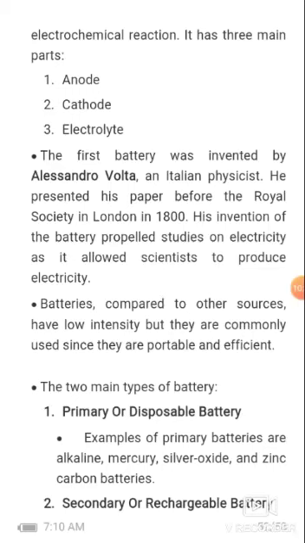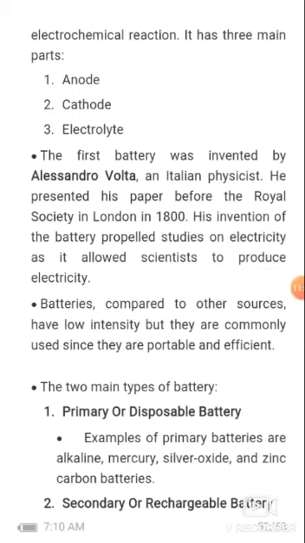The first battery was invented by Alessandro Volta, an Italian physicist. He presented his paper before the Royal Society in London in the 1800s. His invention of the battery propelled studies on electricity, as it allowed scientists to produce electricity. Batteries, compared to other sources, have low intensity, but they are commonly used since they are profitable and efficient.